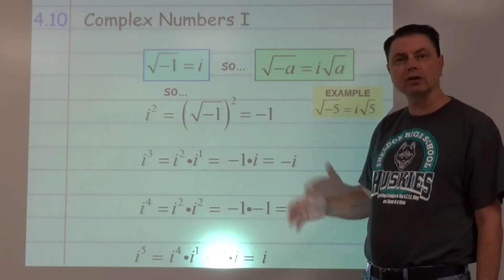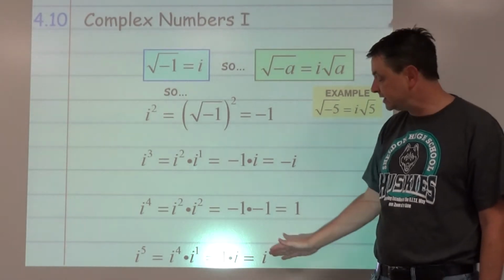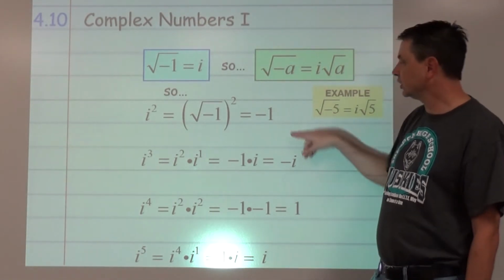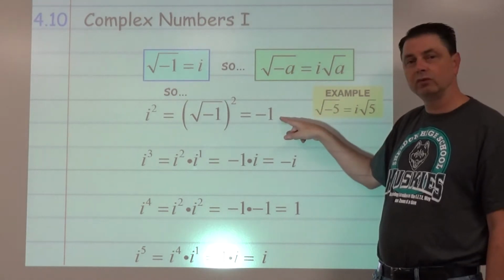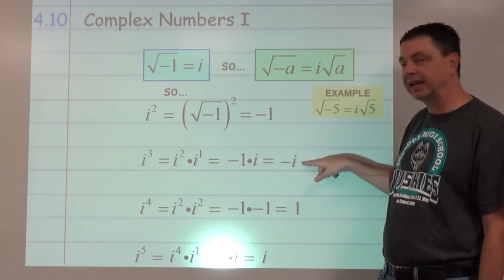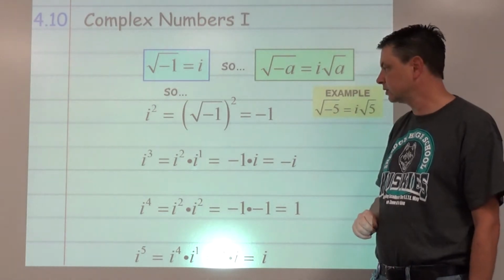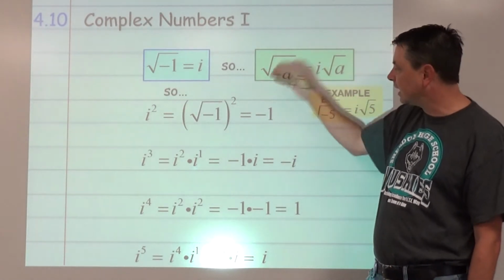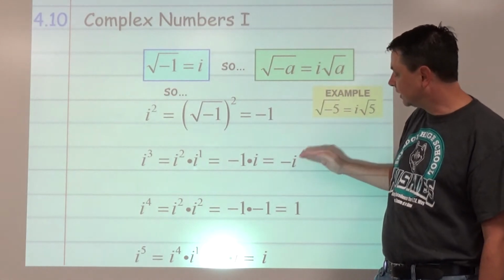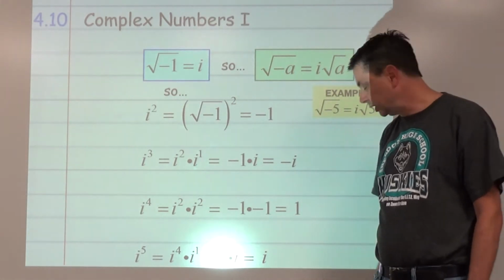So the pattern starts to repeat itself. If we did i to the sixth, you would find it's -1. i to the seventh is -i. So this is the cycle that repeats, and there are 4 different answers. It just repeats between i, -1, -i, 1, then i again, and it keeps repeating like that.